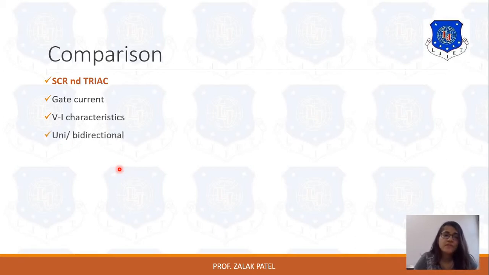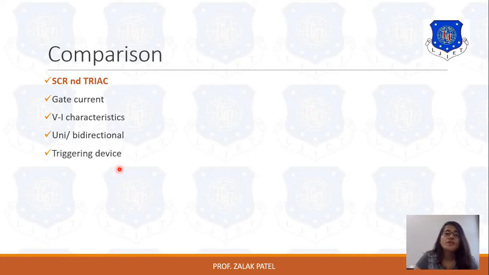Next difference is based on direction. Because SCR has only one gate control and it has a current direction of positive only, it operates unidirectionally, means only one direction, while in case of TRIAC it is possible to conduct bidirectionally, means it has a positive current value as well as negative current value.